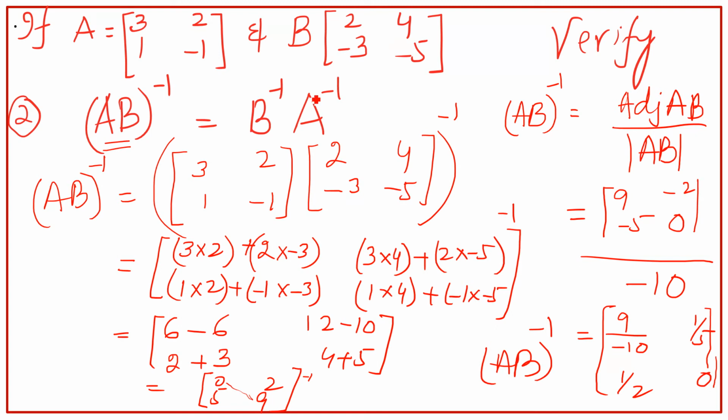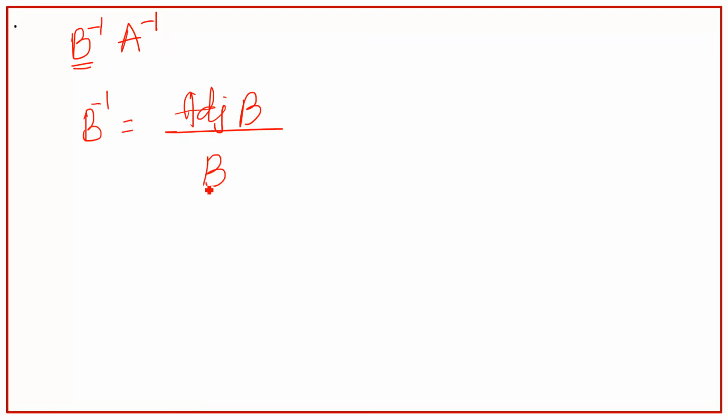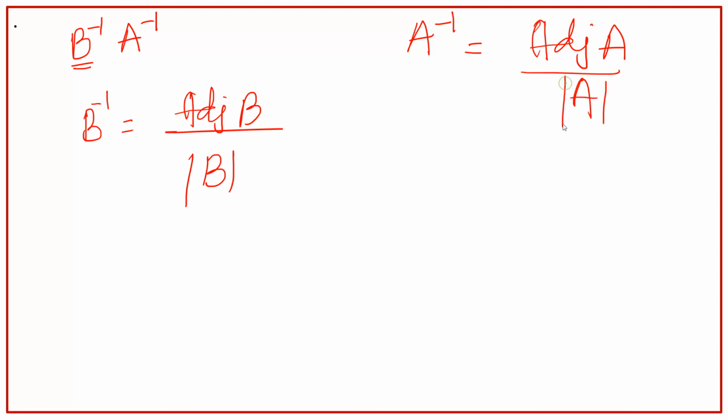Now the right hand side you have to prove. So I will give you a hint, okay? Then you have to solve it. Left hand side I have solved. So this is B inverse and A inverse. First you have to find out B inverse. How you will find out? B inverse is equal to adjoint of B divided by determinant of B. Same thing for A is equal to adjoint of A, right? And then divided by determinant of A.